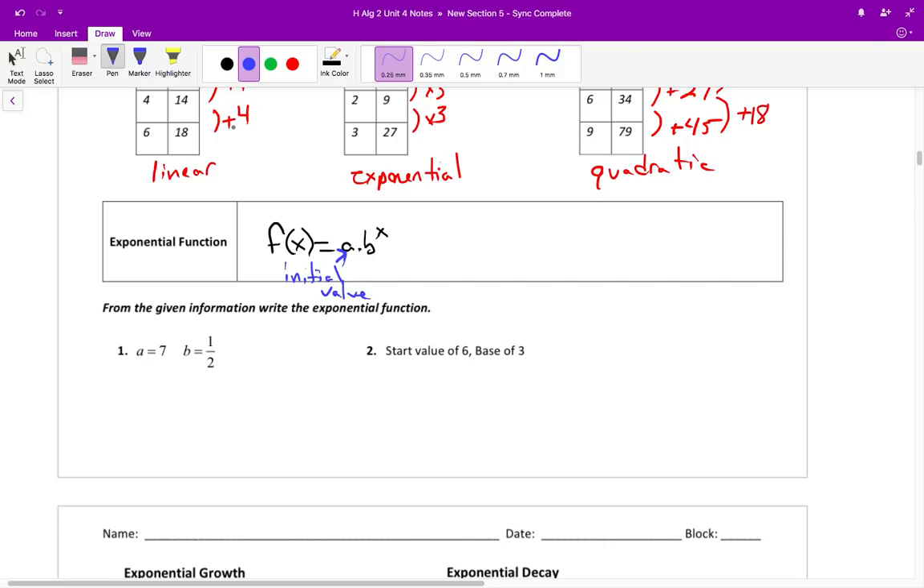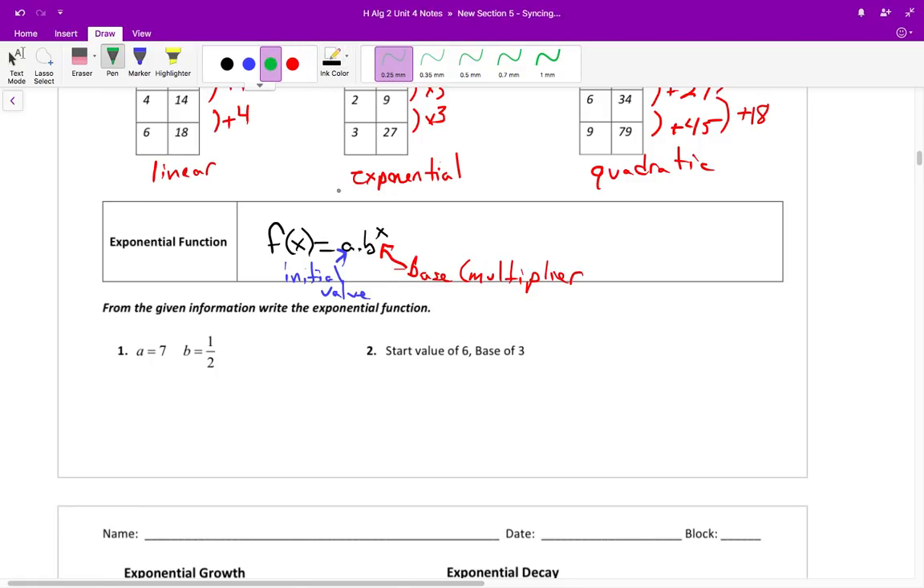It's also later on going to be what ends up being your y-intercept. So as you think about your initial value, be thinking y-intercept. Now, this piece B, this is what's known as your base, or sometimes known as your multiplier.